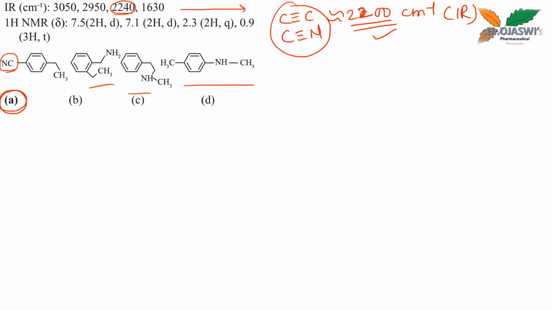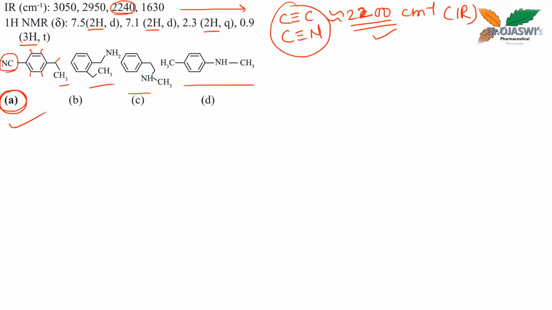So molecular formula is not given. Let us check the number of hydrogens given in the data. 2 hydrogens, 4, 5, 6, 7, 8, 9. So 9 hydrogens. Here how many hydrogens do I see? 1, 2, 3, 4, 5, 6, 7, 8, 9. 9 are there. So the number of hydrogens is also correct here.